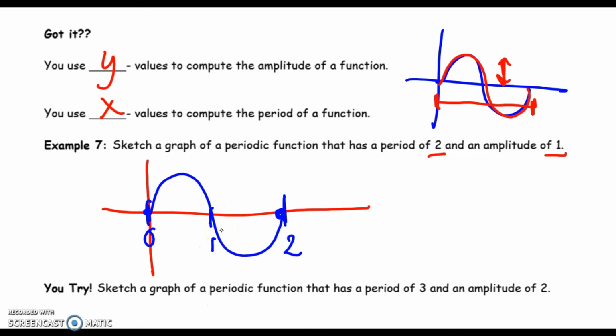That was part of the problem, but fun fact. And if I want my amplitude to be a 1, then I have to label the axis up here 1 and down here at -1. So that way this distance between the midline and the maximum is 1, and same for the minimum.